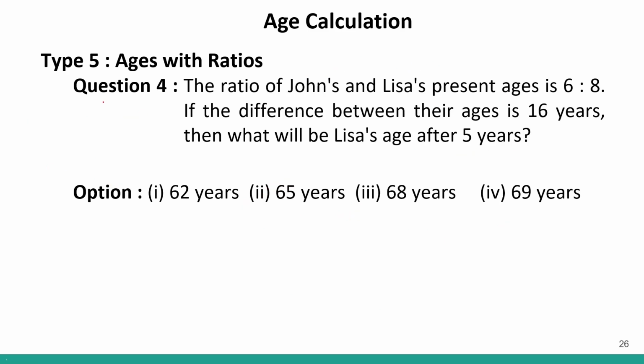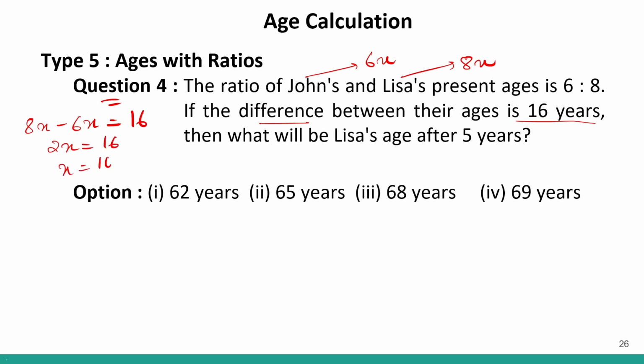Okay. Question number 4. The ratio of John's and Lisa's present age is 6:8. So I can say if John's age is 6x, Lisa's age will be 8x. Correct? This is the ratio. The difference given to us is 16 years. So 8x minus 6x is equal to 16. So this will be 2x equals 16. So the value of x will be 16 divided by 2, which is 8 years.